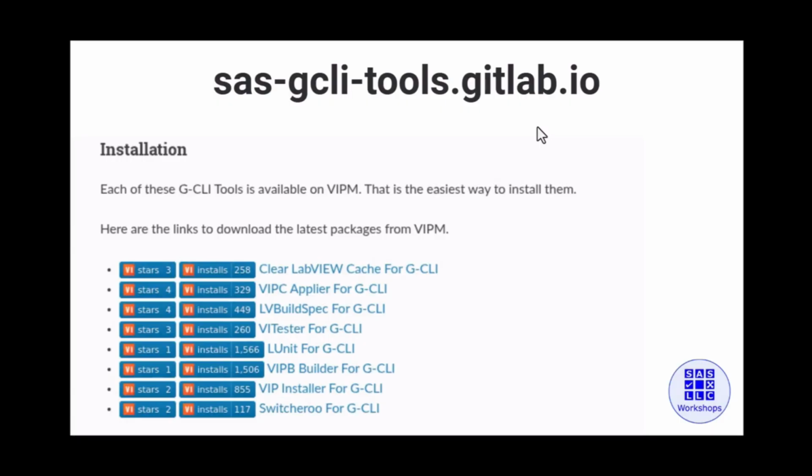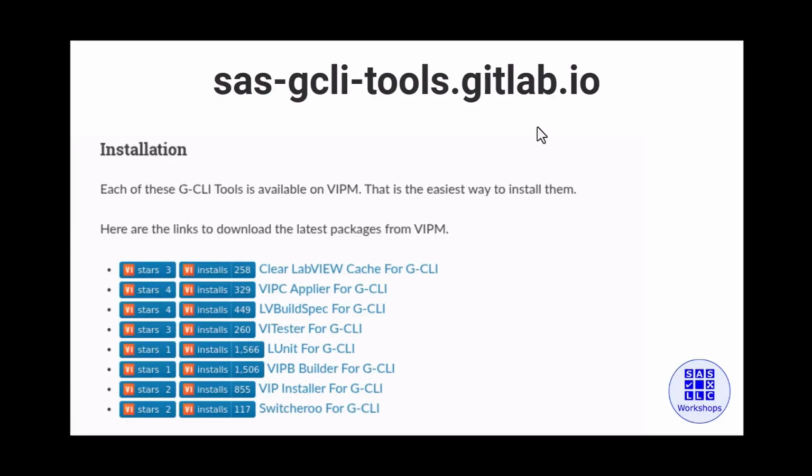There is a VIPC applier. You give it the name of a VIPC and a version of LabVIEW and it will install the VIPC. There's LabVIEW build spec, which will build any build spec you can build in LabVIEW for any target. There is VI tester and LUnit for running unit tests and generating reports. VIPB will build the VI package. So you have a package build spec, you point at that and it'll just build it for you.